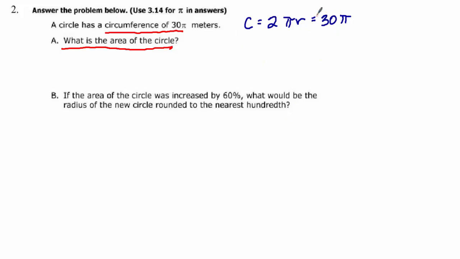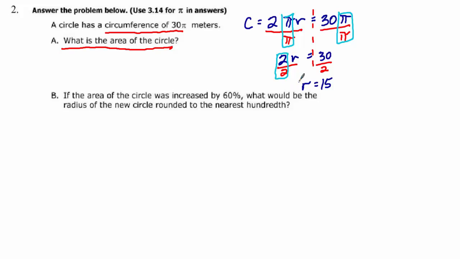So once again, we are going to solve by doing division. So we're going to divide first by pi. Those divide out. We end up with 2r equals 30. Divide both sides by 2. Here's our big one this time. And we end up with r is equal to 15. It's kind of a funky looking r, but r is equal to 15.